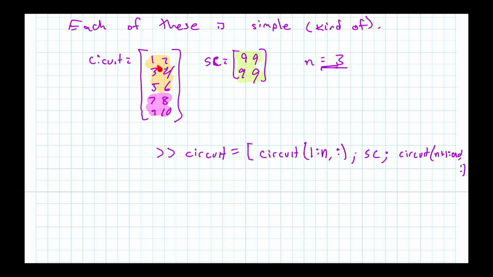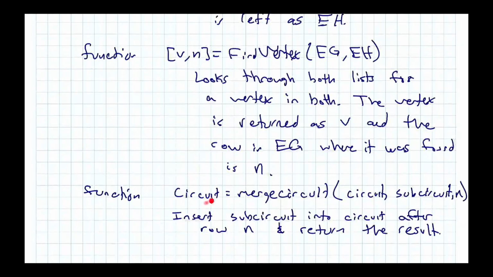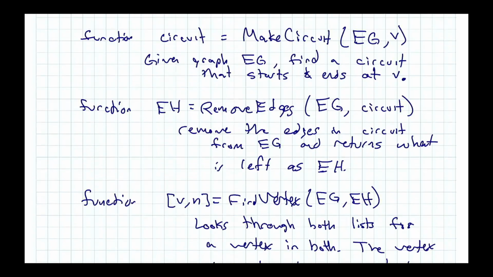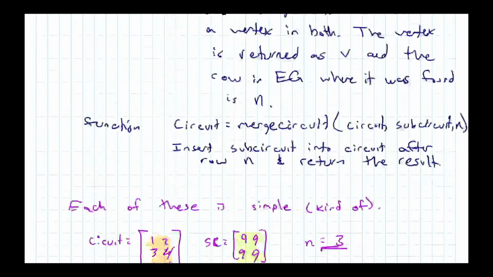So there's 3 sections, the beginning, the middle, and the end. And this tells you the position. And you can actually do that in one line in MATLAB. So this function right here, merge circuits, which seems maybe complicated, is not complicated. It's like one line. And each of these is relatively straightforward to write at least.